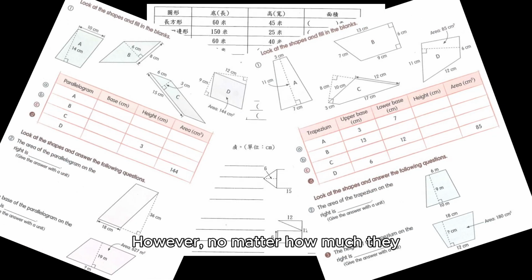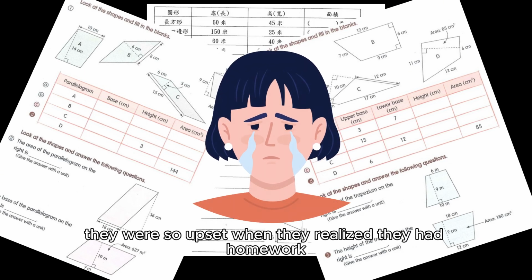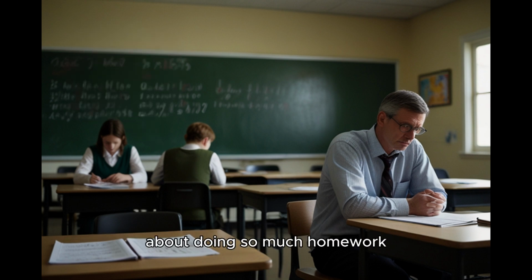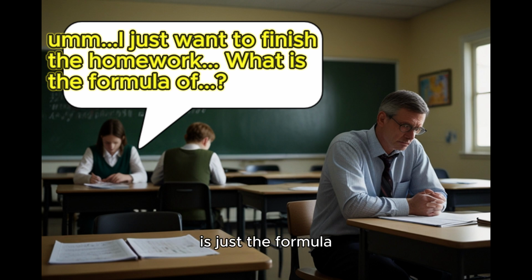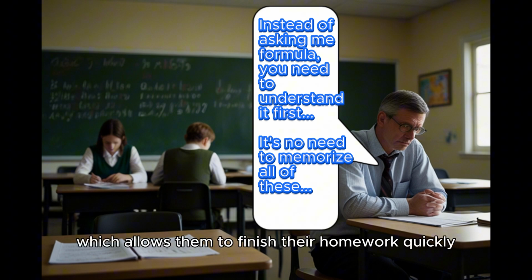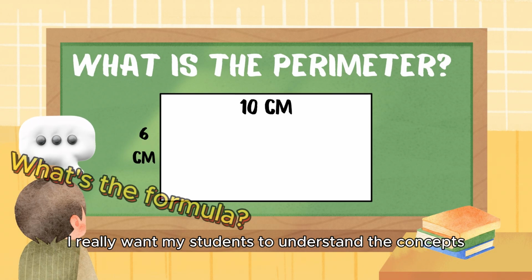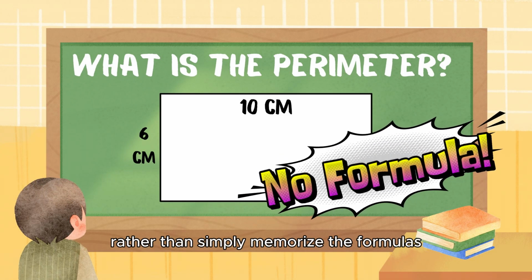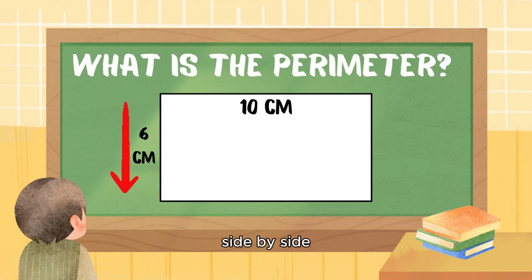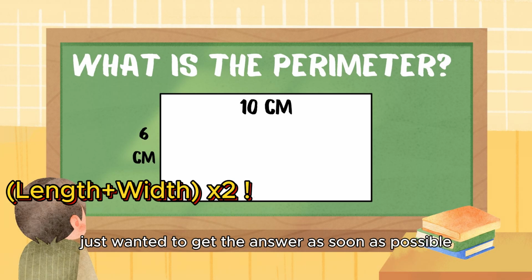However, no matter how much they enjoyed designing their phone cases, they were so upset when they realized they had homework. I really sensed their frustration about doing so much homework, and all they wanted to know was just the formula, a cold, impersonal instruction which allowed them to finish their homework quickly. I really want my students to understand the concepts rather than simply memorize the formulas. So I told them I wouldn't mind if they counted the perimeter side by side. However, they refused because they just wanted to get the answer as soon as possible.